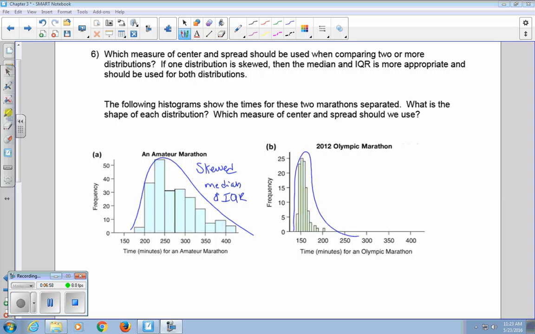Looking at the Olympic marathon, it also appears to be somewhat skewed. We have this tail here, you can see. So we can use the median and IQR. That way, when we are comparing the two, we're comparing the same summary statistics. That's all for section 3.4. Next, we will be looking at displaying these statistics.